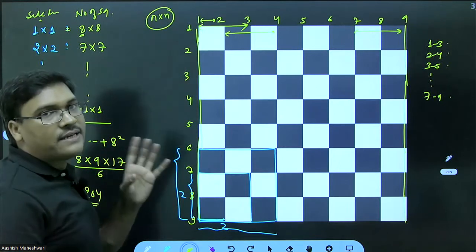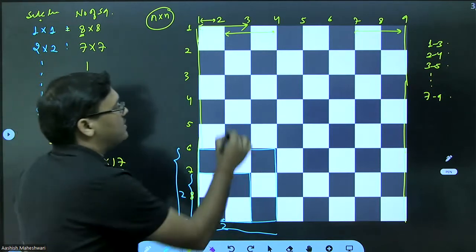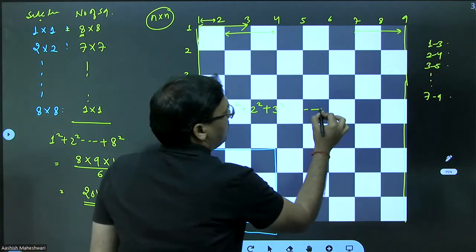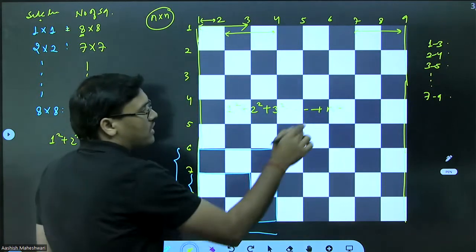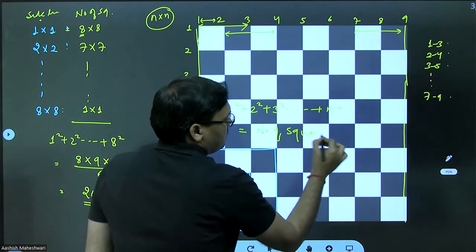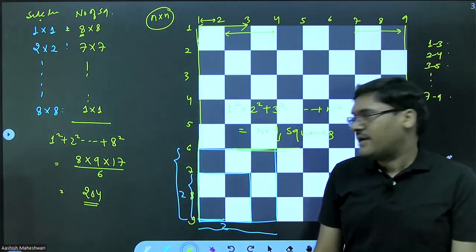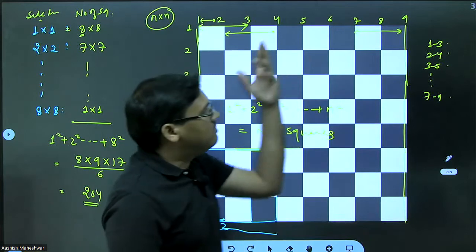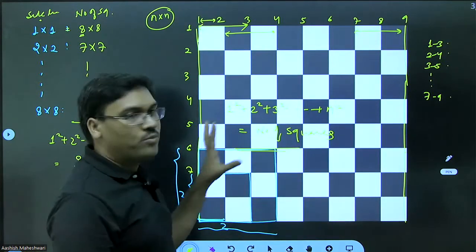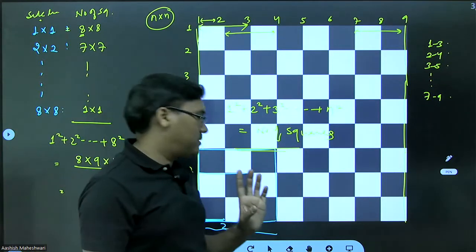And if you want to generalize this, if you have an n cross n grid, then total number of squares will be 1 square plus 2 square plus 3 square, and so on, plus n square. This will be the total number of squares on a chessboard, right? The value of n can be like 100, if you have a grid of 100 cross 100, right? So I hope this is clear how to get the number of squares and number of rectangles on a grid.